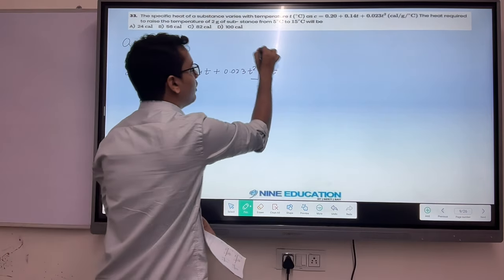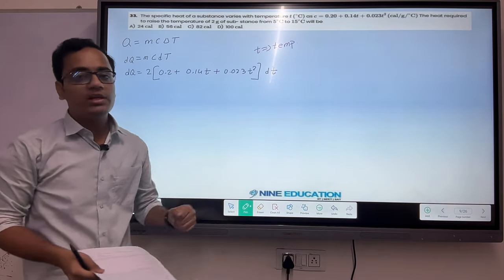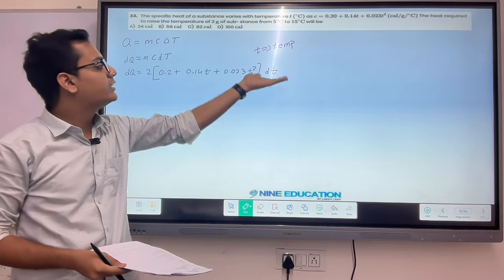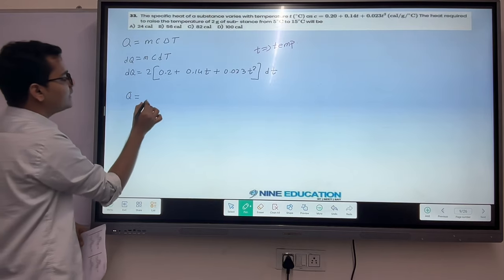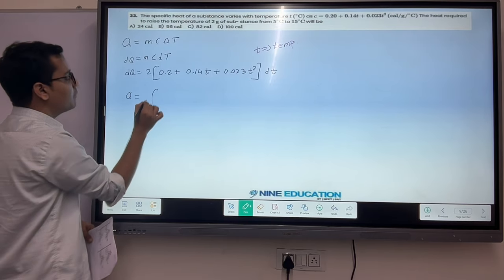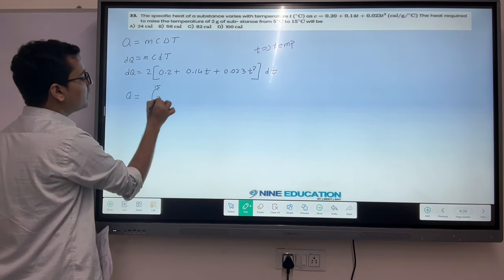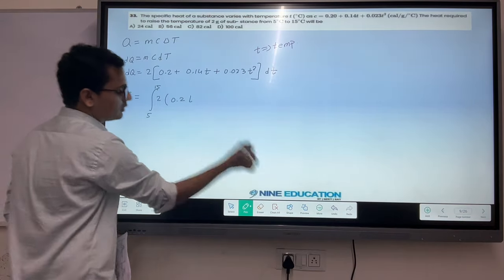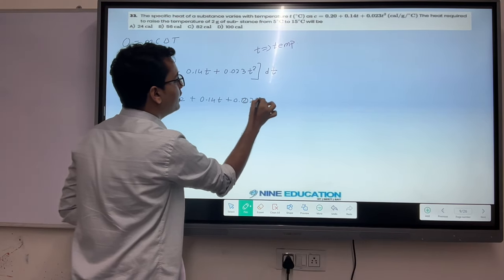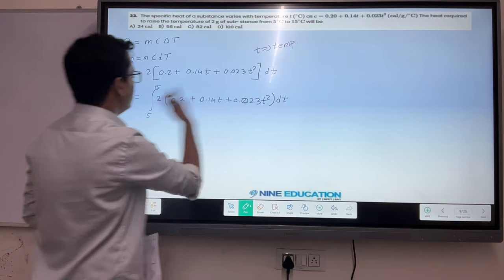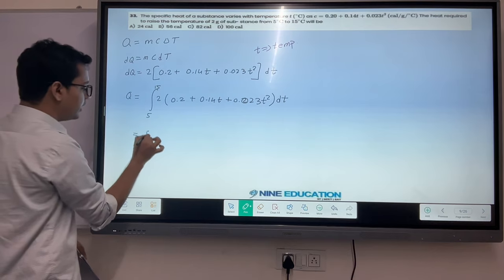Okay, I will say this small t is the temperature. Don't get confused with small t, it is not time, it is temperature. So in the question it is given as small t as temperature, that's why I am writing it. So you just have to integrate this, and what will be the limits then? The limits will be from initial temperature 5 to final temperature 15. Just put the limits: integral of (2 × 0.2 + 0.14 t + 0.023 t²) dt. If you integrate this equation and put these limits, the final answer you are going to get is 82.